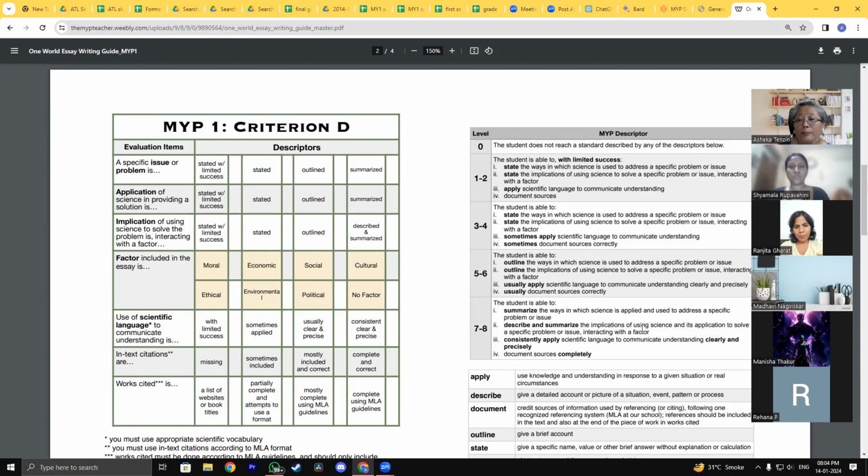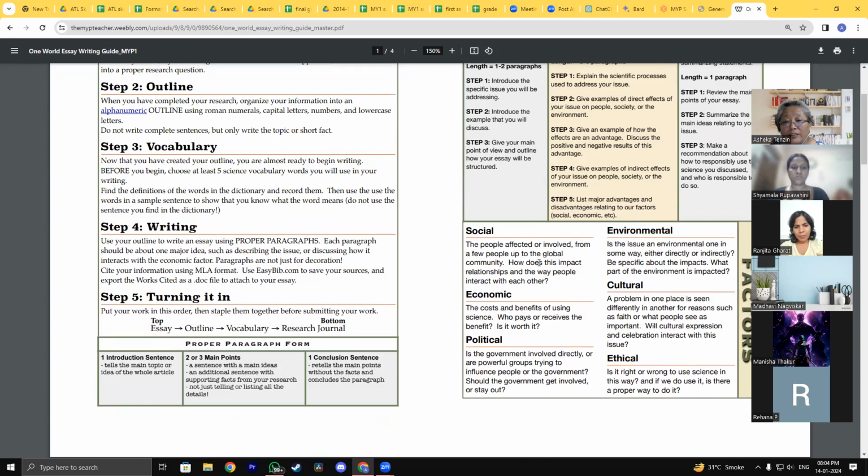Second is the implications of using science and its application to solve a specific problem or issue interacting with a factor. Now, when you say interacting with the factor, which factor? This factor: 1, 2, 3, 4, 5, 6. Social factor, economical factor, political factor, environmental factor, cultural factor, ethical factor. These are the 6 factors. Now you decide in your task, do you want to include all?